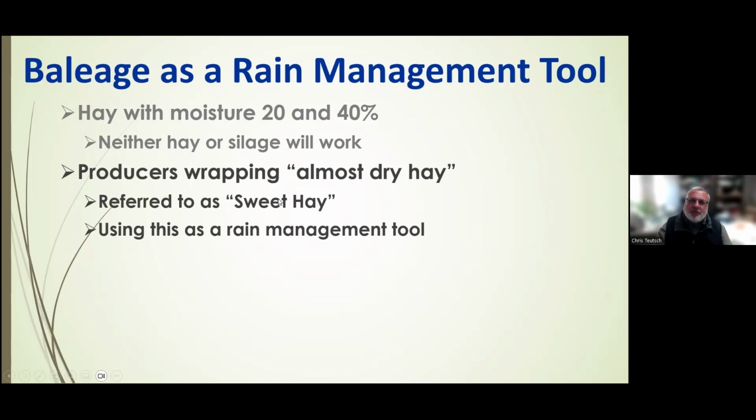One of the biggest ones that I've met was a guy in Northeast Ohio, and he's baling hay for sale to dairies. And he's using this baleage as a rain management tool. So he's actively wrapping almost dry hay and selling it as high quality forage for dairies.